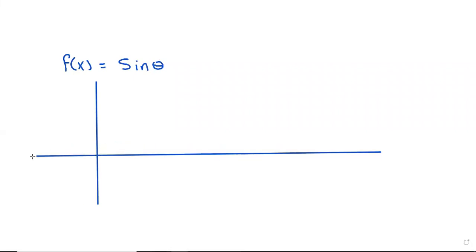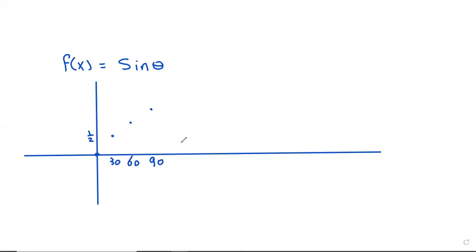If we have a function like f of x equals sine theta, I want to graph this function. So when graphing f of x equals sine theta, let's take some angles, like the angle 0. F of 0, when x equals 0, sine 0 equals 0. Let's take angles 30, 60, and 90. Sine 30 is half. Sine 60 is root 3 over 2, which is 0.8. And sine 90 is 1. This is the highest point.